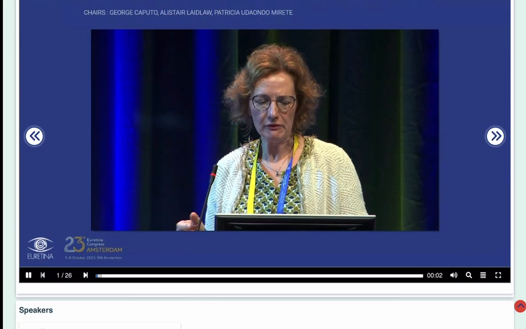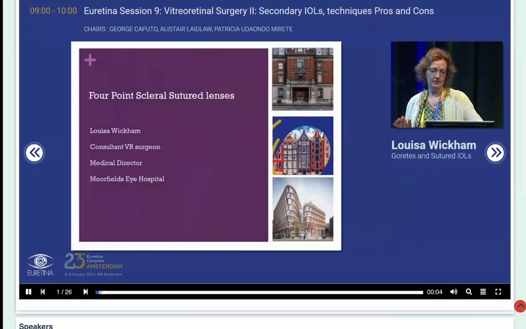Others. So I'm going to talk about 4-point scleral sutured lenses, and I'm also going to pick up on what Elise said. I think actually it's important to know more than one technique, because these patients are heterogeneous and there isn't one technique that's going to do all of them.